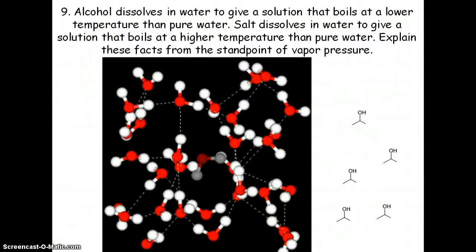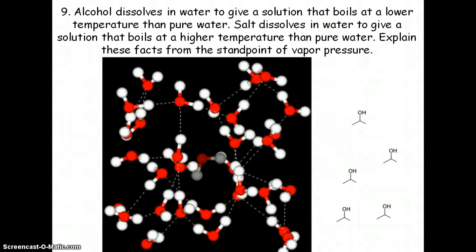All right, in this podcast, I'm going to review the last 3 questions on the Big Idea 2 free response questions. All right, so here is number 9. It says alcohol dissolves in water to give a solution that boils at a lower temperature than pure water, which means it evaporates quicker. And salt dissolves in water to give a solution that boils at a higher temperature than pure water. So you're going to have to give it a little more heat to get it to boil. Explain these facts from the standpoint of vapor pressure.